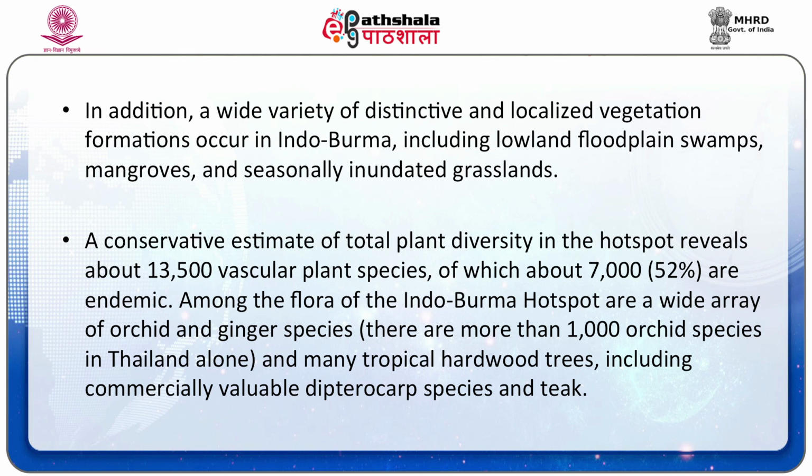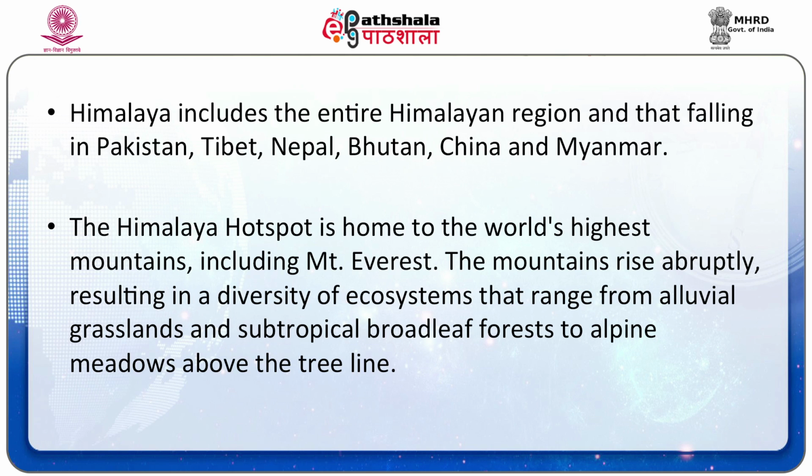seasonally inundated grasslands. A conservative estimate of total plant diversity in the hotspot reveals about 13,500 vascular plant species, of which about 7,000, that is 52%, are endemic. Among the flora of the Indo-Burma hotspot are a wide array of orchid and ginger species, that is, there are more than 1,000 orchid species in Thailand alone, and many tropical hardwood trees including commercially valuable dipterocarp species and teak.